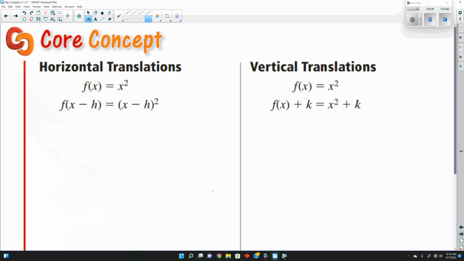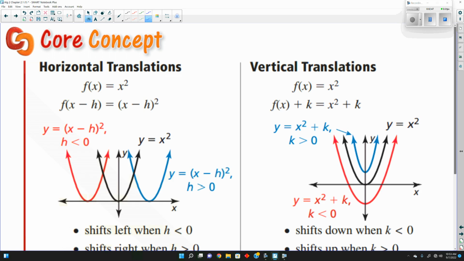Now, the first two transformations we're going to look at are horizontal and vertical translation. If it's inside the parentheses, whatever that value is going to move it to the left or right. And it's the opposite of what we think. Because if we have x minus 4, it's going to move it to the right 4. If it's x plus 4, it's going to move it to the left 4. Because whenever we have that inside parentheses, it's the opposite of what we think.